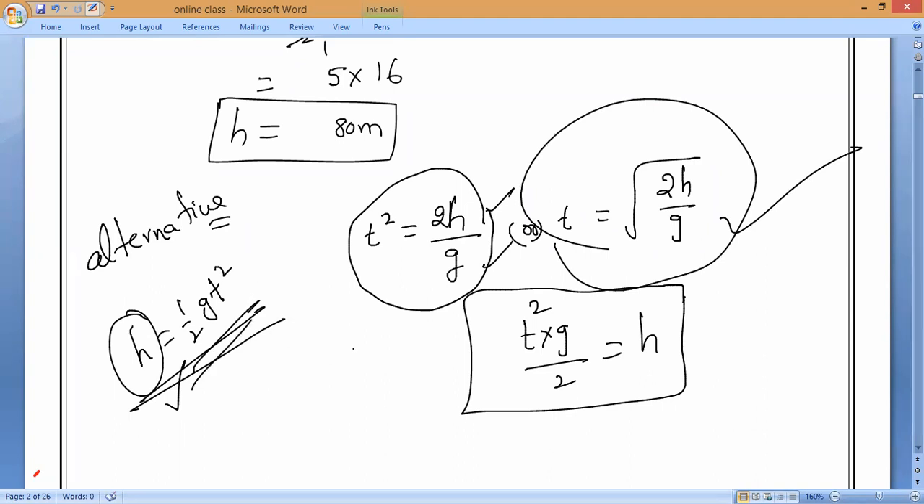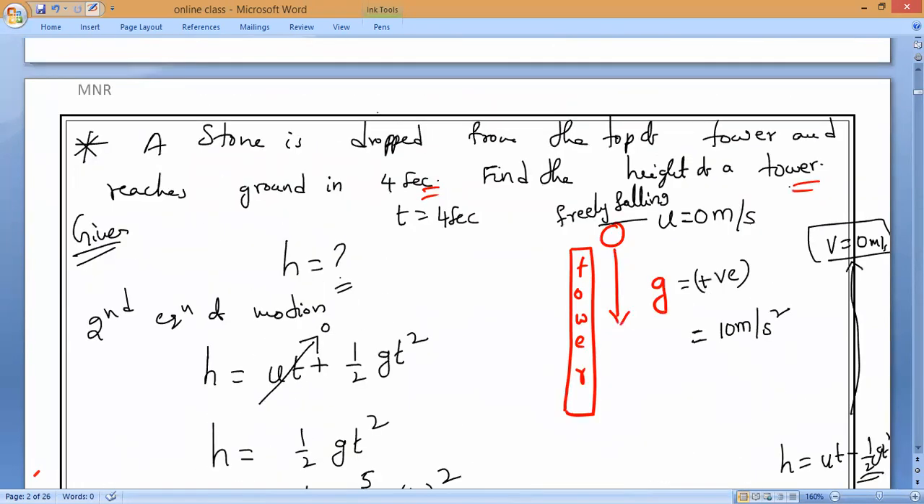No discussion with any other thing. Only if you know time and want to find height, use this relation. If you know height and want to find time, this is the relation. But whether g is positive or negative, you have to be very careful. If the ball is coming down, g is positive. If a ball is thrown upwards, what is g? Negative.